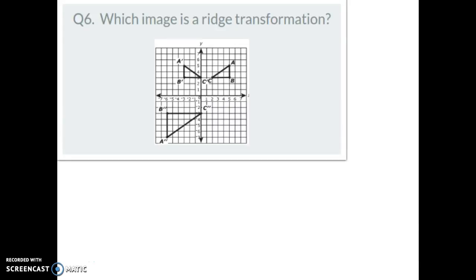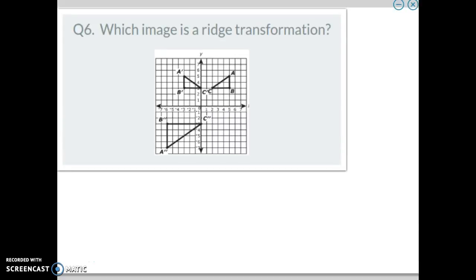Somebody misspelled something. It's supposed to be a rigid transformation, not a ridge transformation. Rigid meaning stiff or tough or permanent, or preserving size and angle. So that means there are 3 rigid transformations we study.